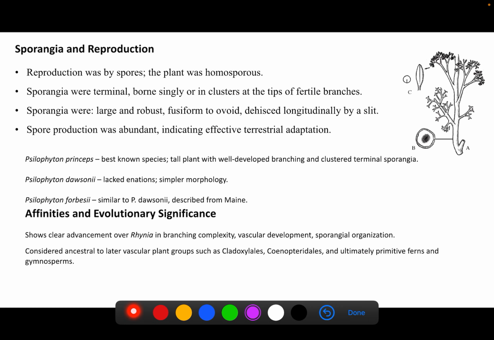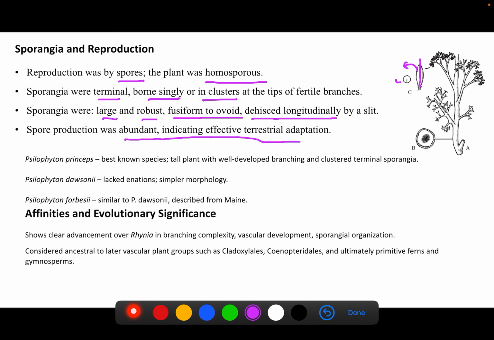In the sporangia and reproduction part, they all reproduce by spores, and here also it is homosporous, which is a characteristic of the primitive plants. The sporangia are terminal, borne singly or in clusters at the tips of fertile branches. Sporangia are large and robust, fusiform to ovoid, and characteristically dehisce longitudinally by a slit. So splitting will occur and the spores will be released. Spore production is abundant, indicating effective terrestrial adaptation.